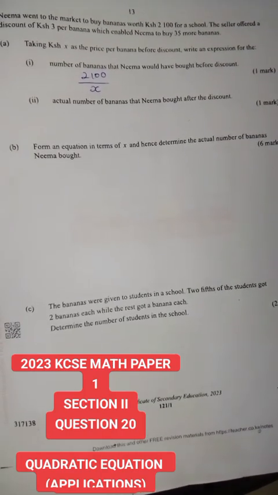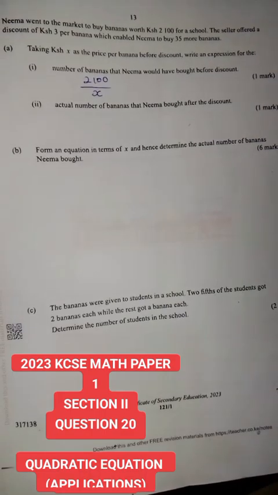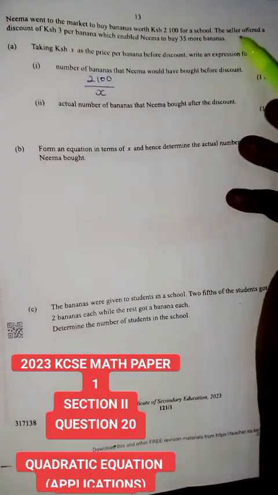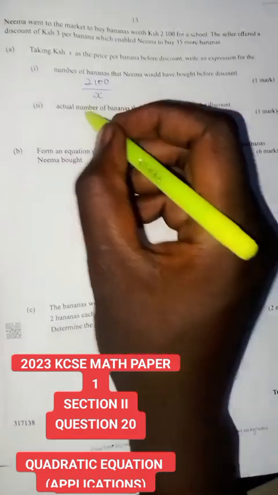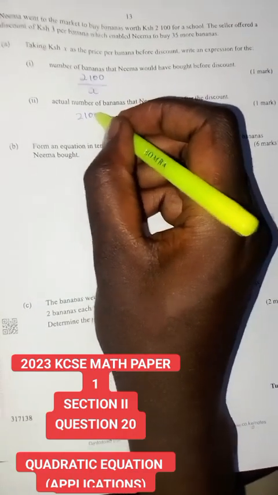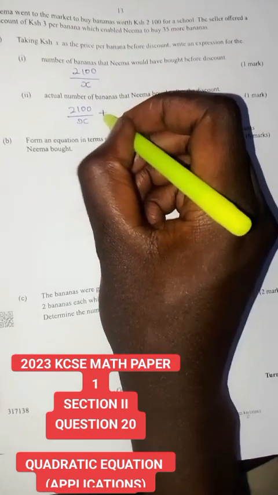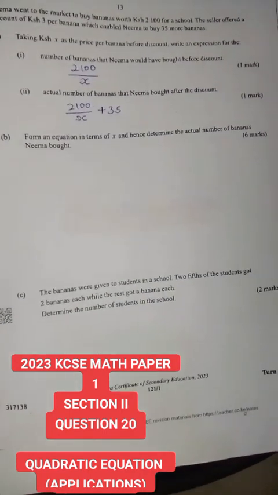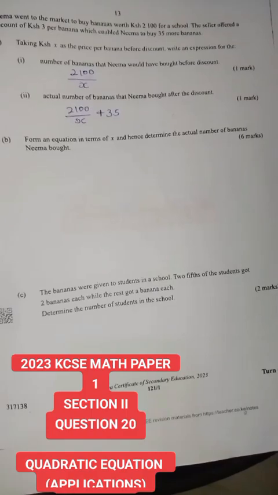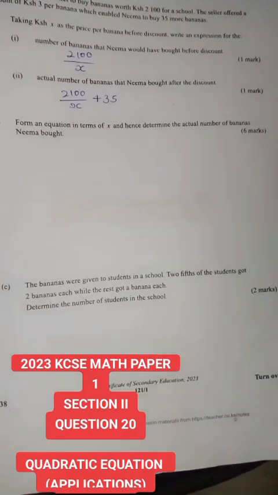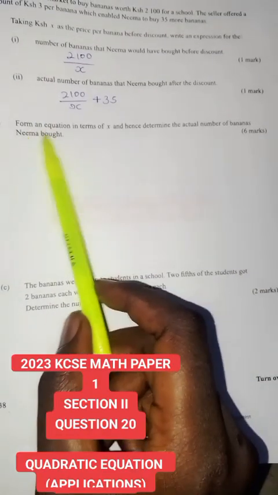Part (ii), the actual number of bananas that Nema bought after the discount. So after the discount, Nema bought 35 more bananas. So we have 2,100 over x, and we are going to add 35 more bananas, because after the discount, that is what happened. However, you are supposed to note very well that after the discount, there are always two equations that are supposed to be formed. Let us look at the next part.